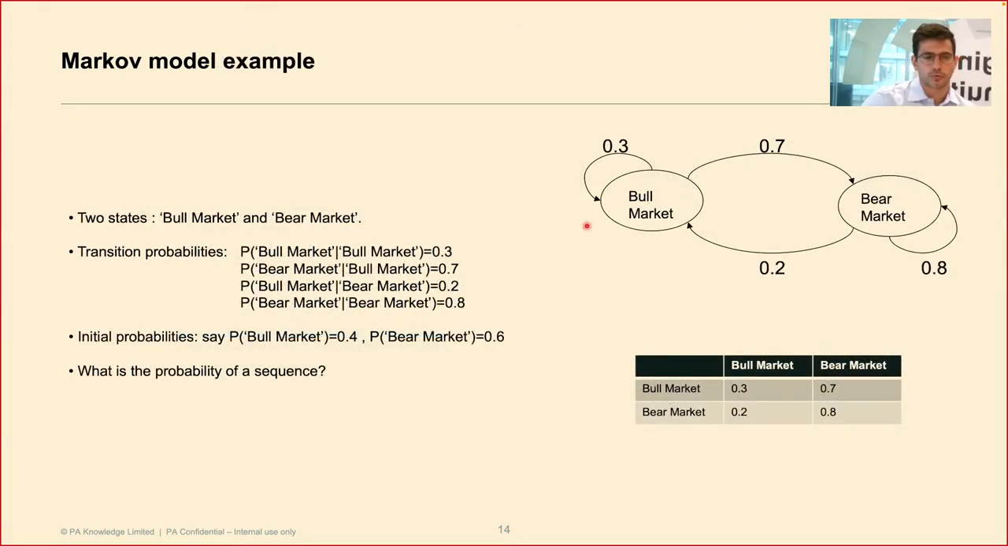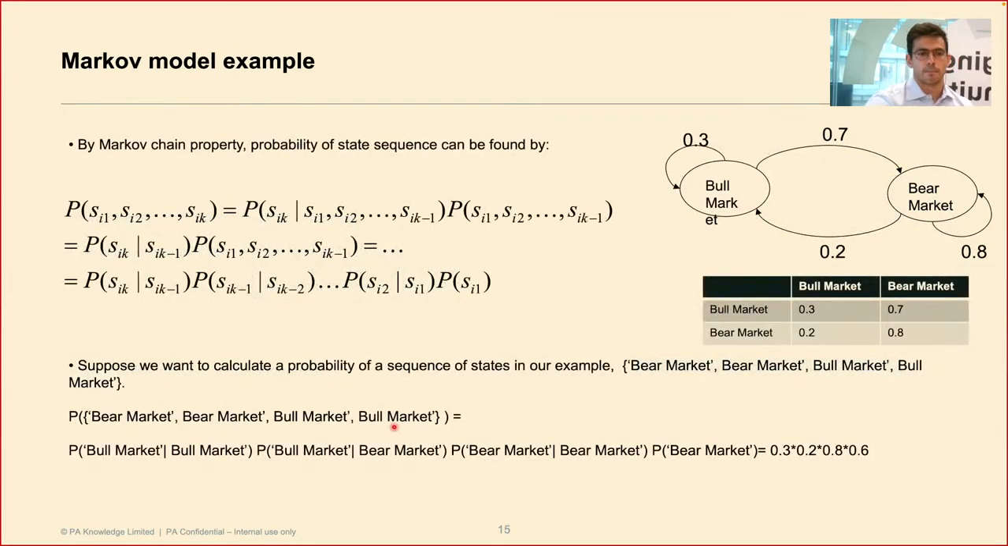Now, let's look through a short Markov model example. We have the state diagram on the top right and the transition probability matrix on the bottom right. Two states, bull market and bear market, with transition probabilities: probability of bull market given bull market 0.3, probability of bear market given bull market 0.7, etc. The initial probabilities are: probability of bull market 0.4, probability of bear market 0.6. So one question is, what's the probability of a sequence like we saw before?